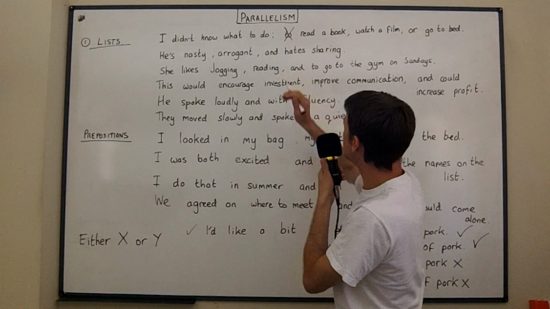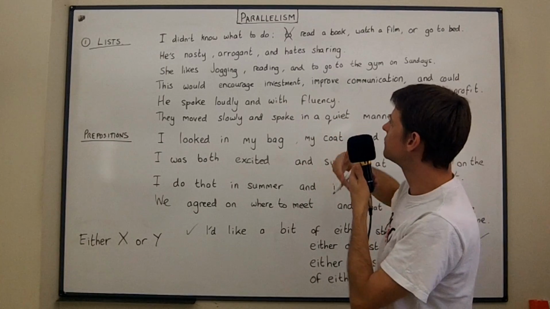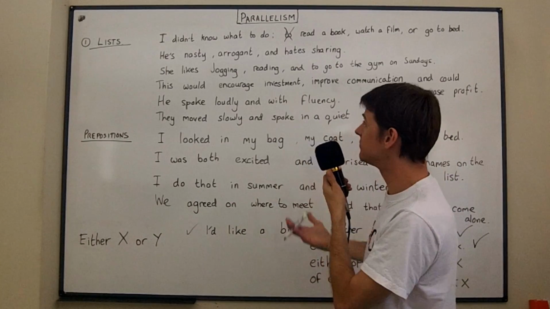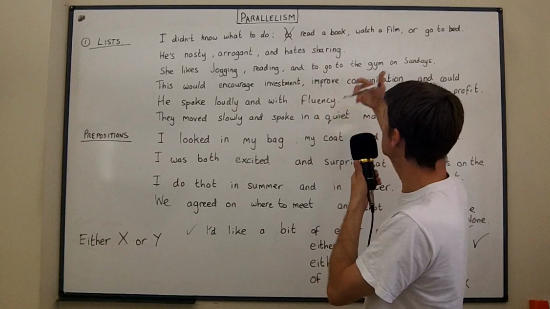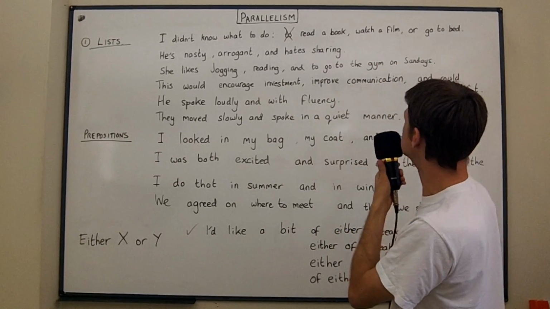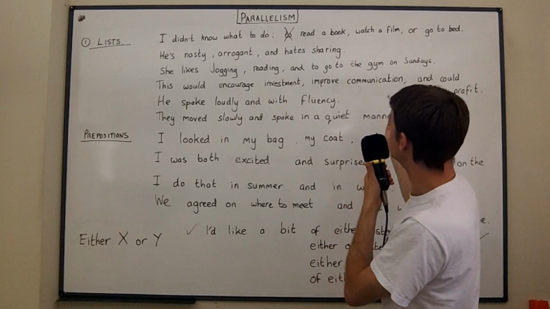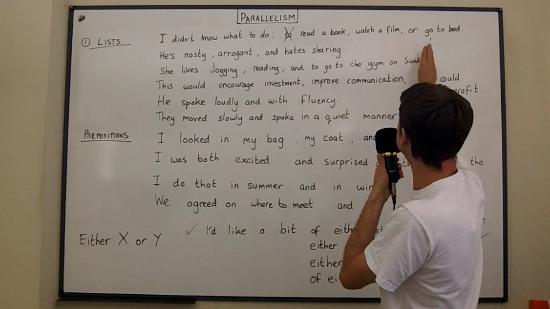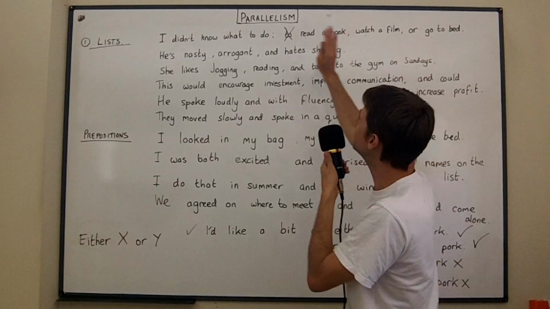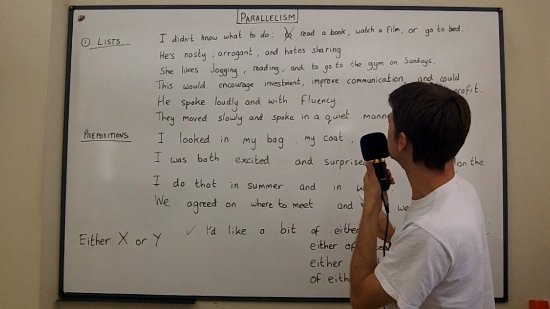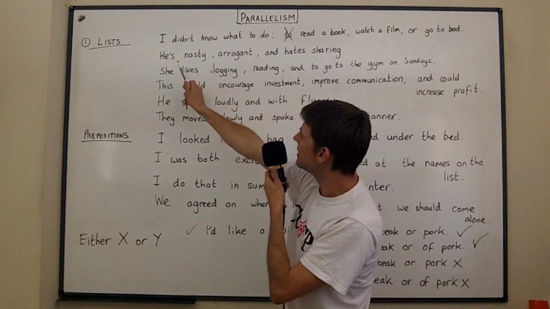And if we just take out that to, then it starts to read more beautifully. It sounds better. I didn't know what to do. Read a book, watch a film, or go to bed. We could change this into a different form, but here they're all in the infinitive forms, and so they're all parallel. That's all it means here. So let's look at the next list.